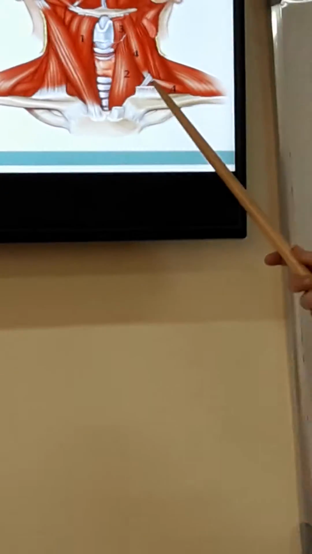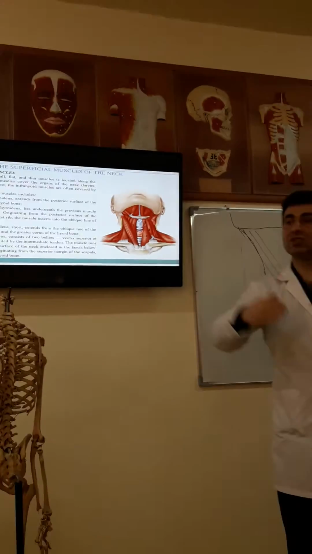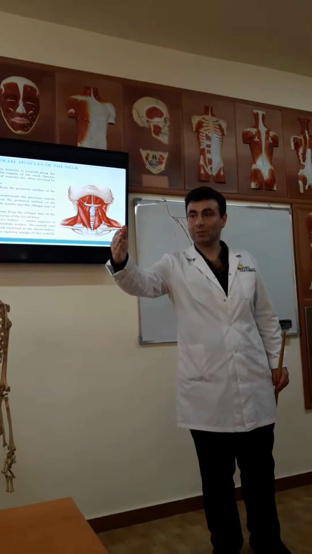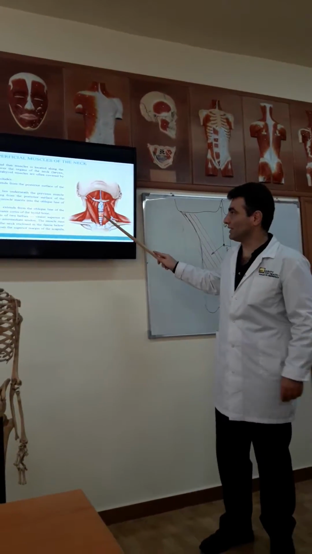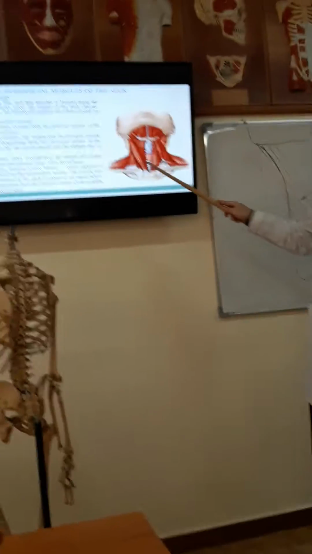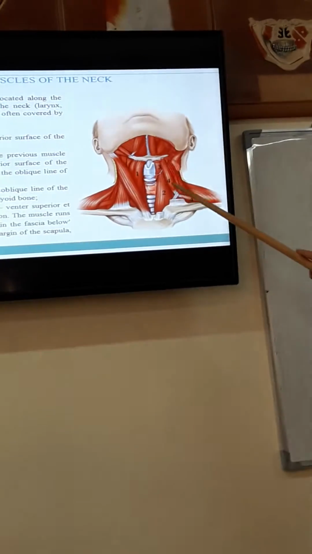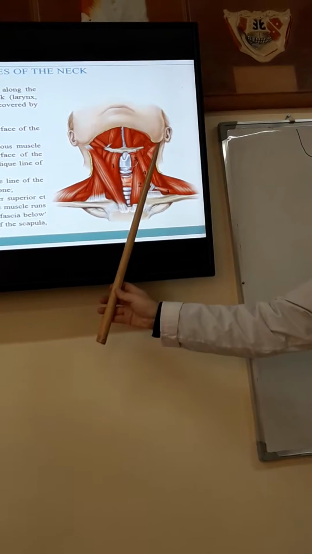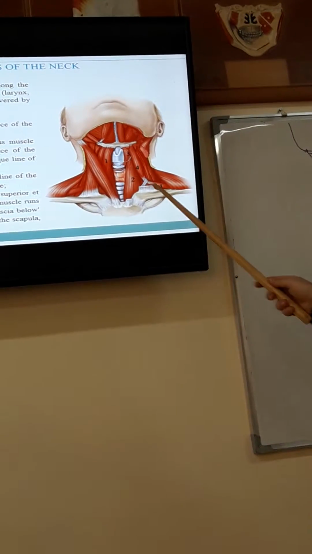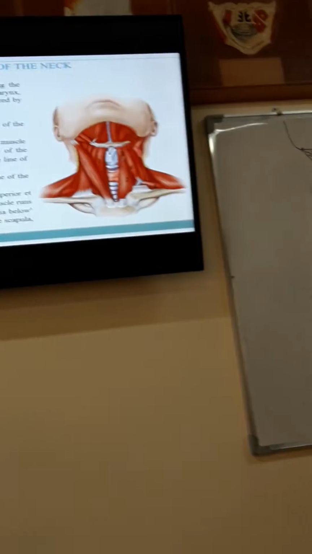That's the intermediate tendon of this muscle, located just behind the SCM muscle. Up to the SCM, we have the superior belly of this muscle. It's not well visible here. Here is the SCM. Below the SCM, we have the inferior belly of this muscle.